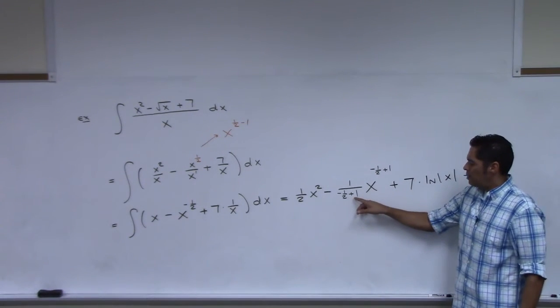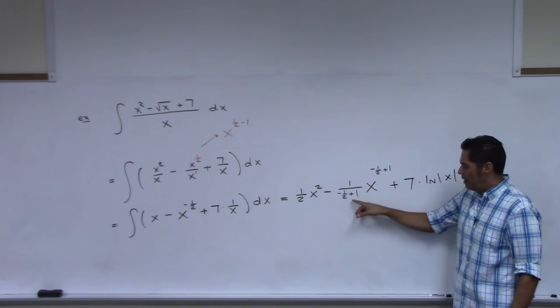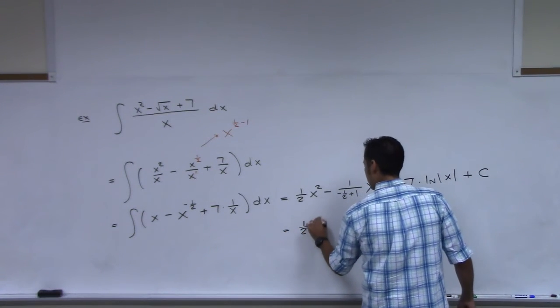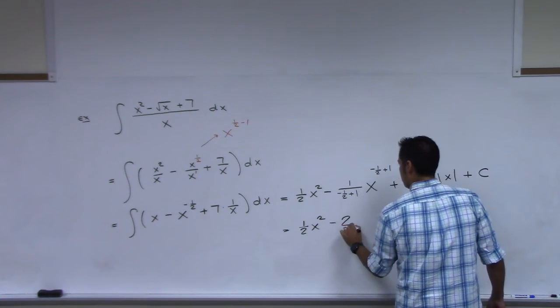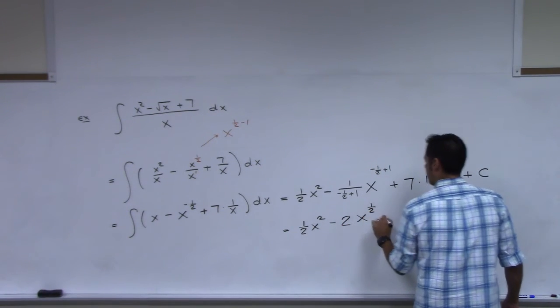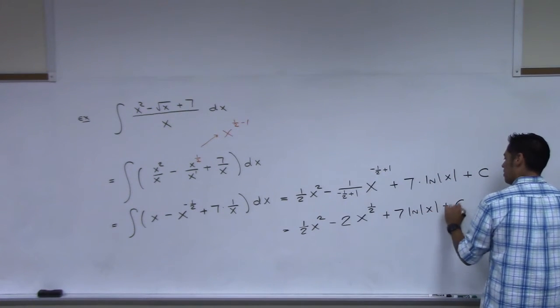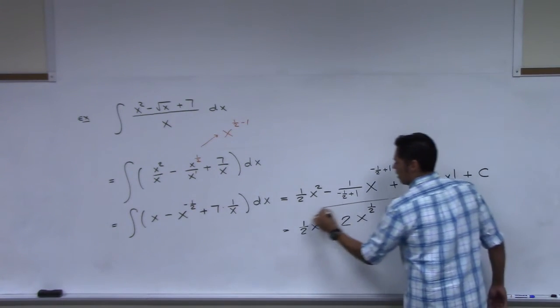Okay, negative 1/2 plus 1 is 1/2, but 1 over 1/2 is 2. Minus 2, x to the half. And then plus 7 natural log x plus c. That should be it.